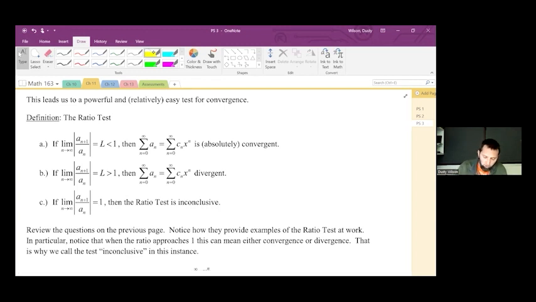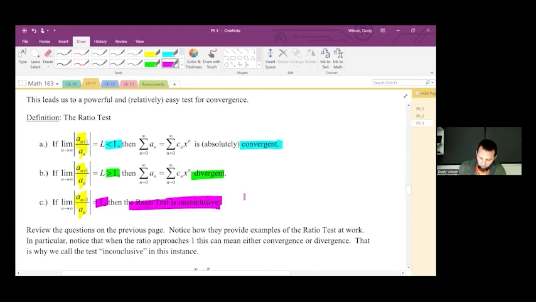So what am I trying to highlight here? We're looking at the ratio of consecutive terms. When that ratio is less than 1, then it's convergent. When it's bigger than 1, then it's divergent. And when it's equal to 1, the test is inconclusive and you need to do something else.